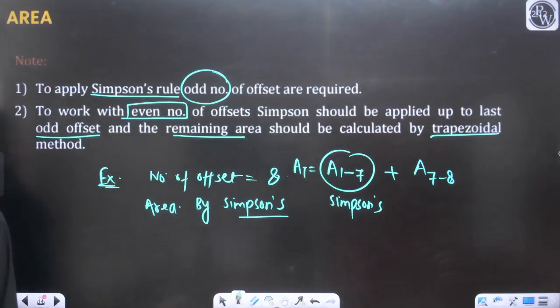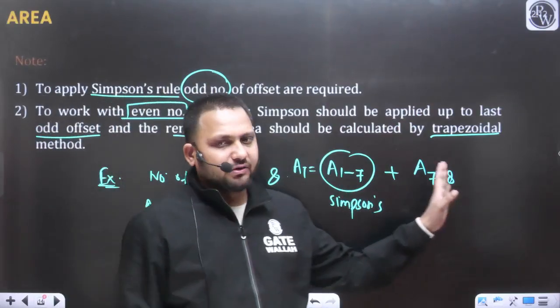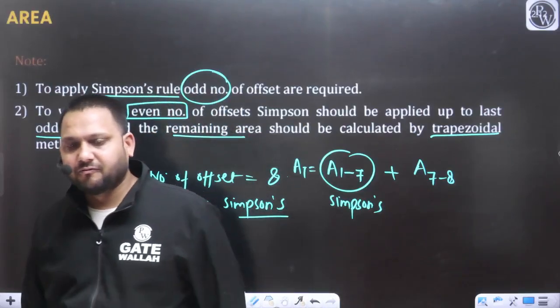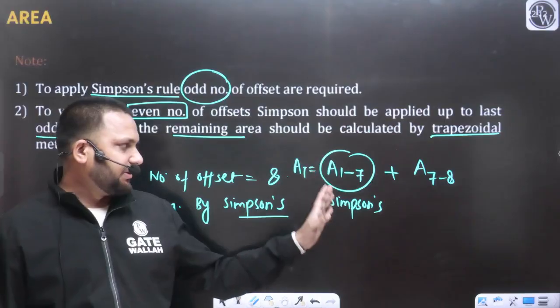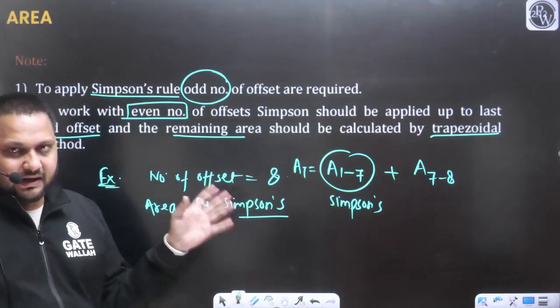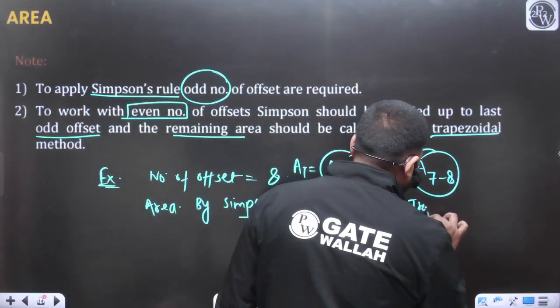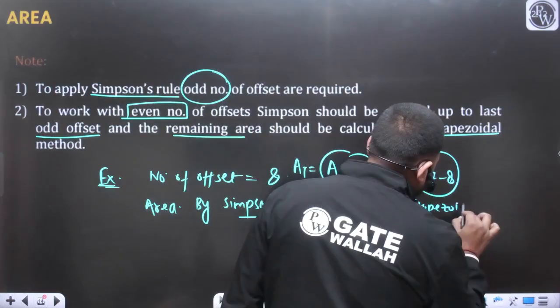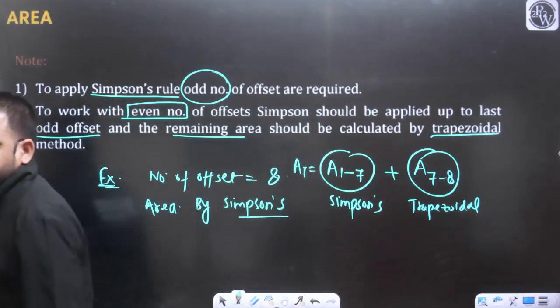That is going to be the left or remaining area, from offset number 7 to offset number 8. Till offset number 7, we have calculated the area with the help of Simpson's method, and the last remaining area we have calculated with the help of the trapezoidal method.